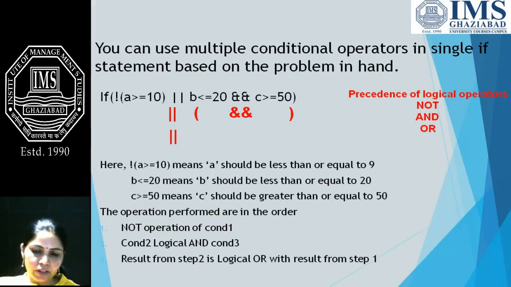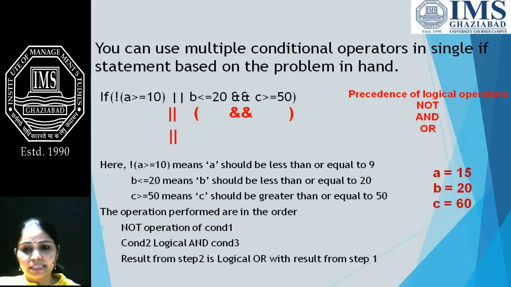Now, what happens? Let us consider one more example. Say A is 15. Yes, the condition is true, so it would be not true. B is 20. Again, the condition is true. C is 50. Again, the condition is true. Not true is false, and true comes out to be true. And false or true gives us a true result.